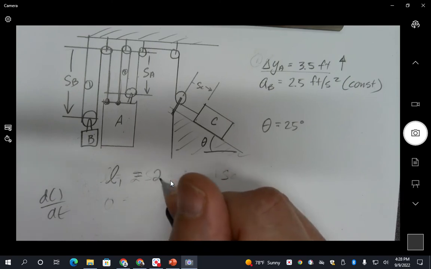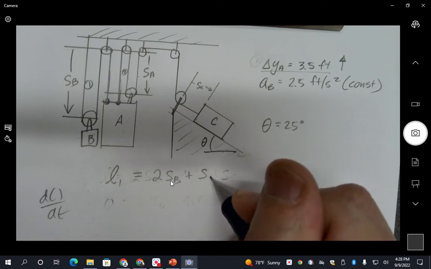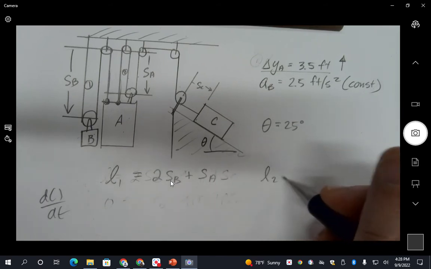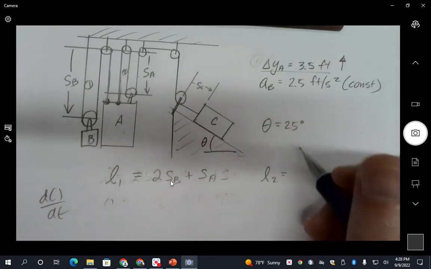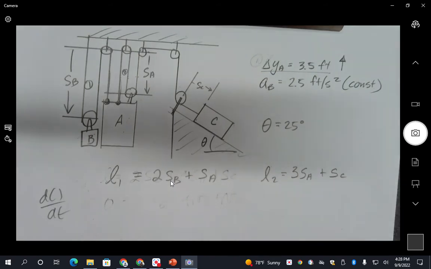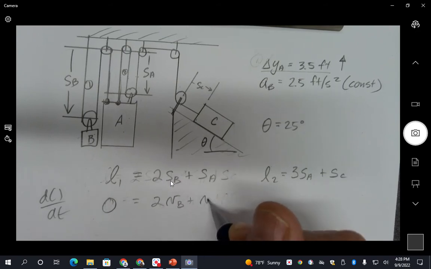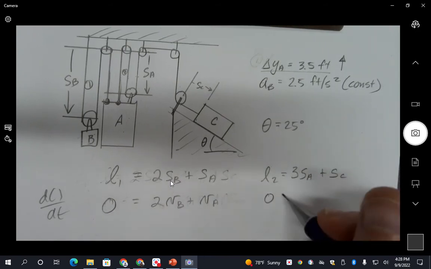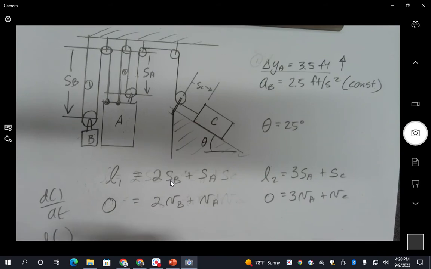So we have L1 equals 2SB plus SA. And I'll do this over here. L2 is going to be 1, 2, 3, 3SA plus SC. So now I take the derivative of 2VB plus VA, and then take the derivative of this, which was 3VA plus VC. Take the derivative of these.